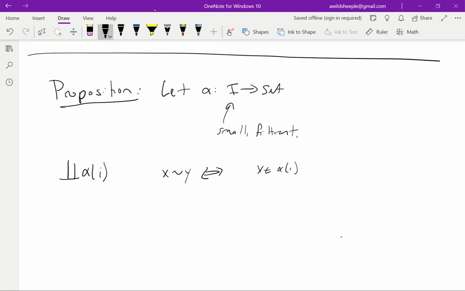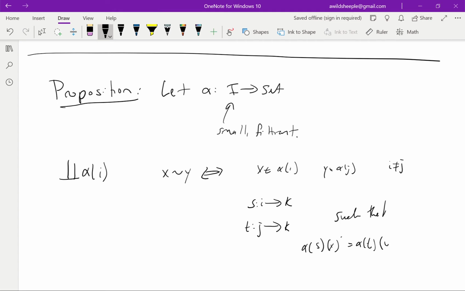in alpha I and a y in alpha j, with, of course, these guys should be different, and a pair of morphisms s: I to k and t: j to k, such that alpha s applied to x is alpha t applied to y.